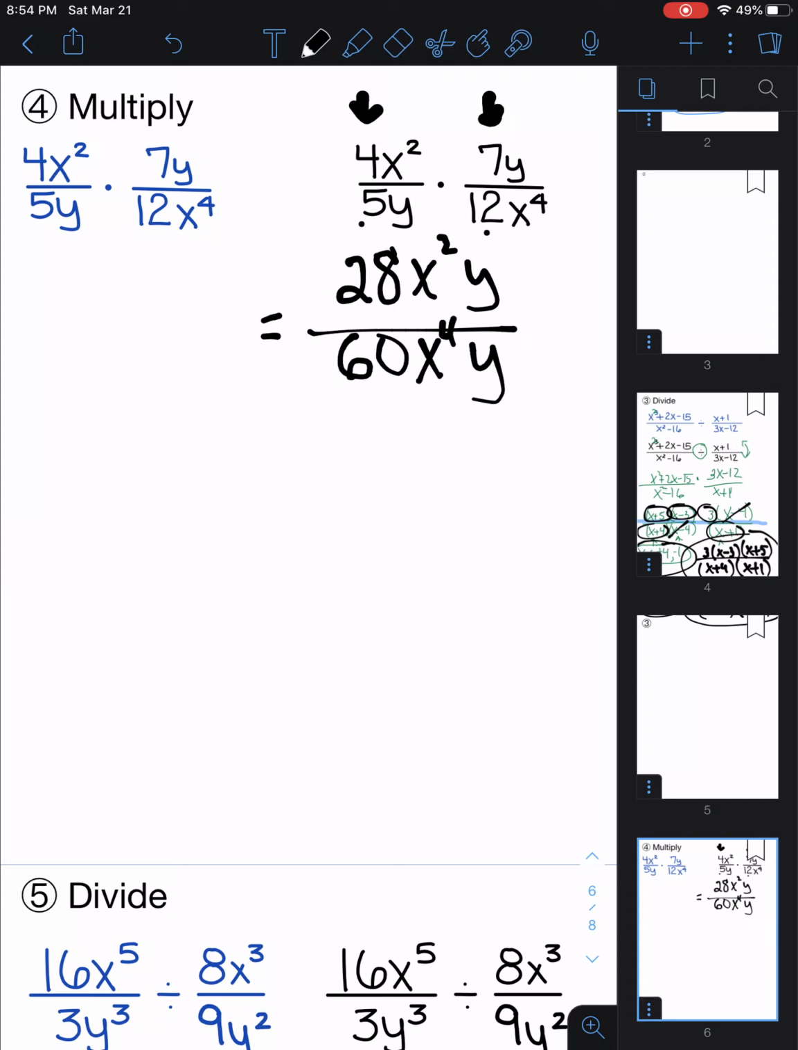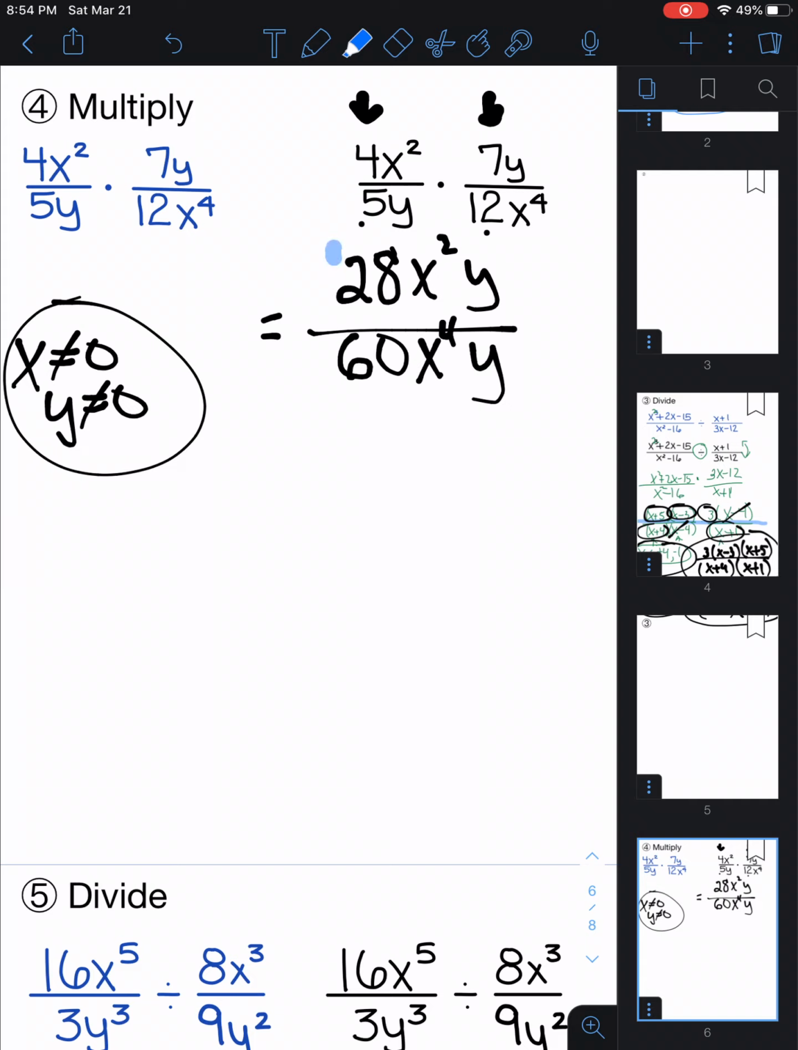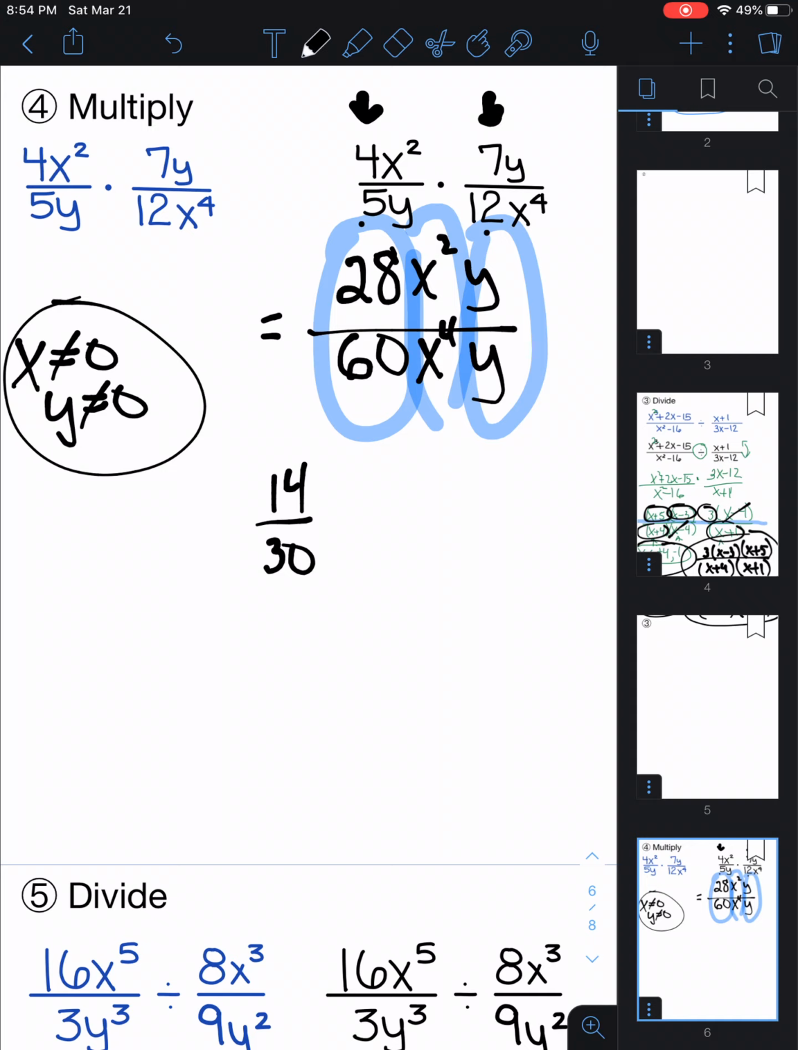simplified form. At this point, my restrictions, x can't equal 0, y can't equal 0. When those are 0, we're in trouble in the denominator. Our denominator goes to 0. So we'll split these guys up. Let's highlight the numbers, the x's, and the y's. And the 28 over 60, those are both even numbers. We could get 14 over 30.